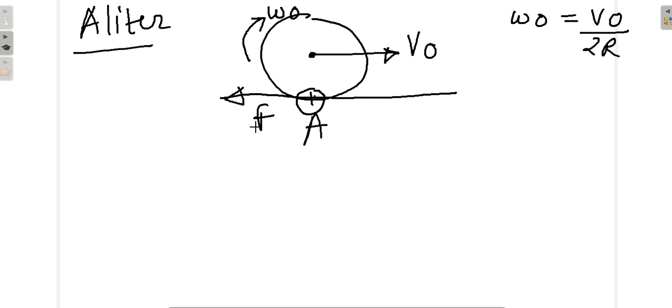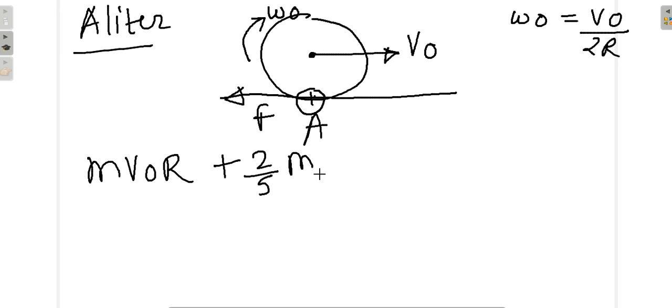So what is the angular momentum at the beginning? The angular momentum at the beginning will be the angular momentum due to translational motion as well as angular momentum due to rotational motion. What is angular momentum due to translational motion? It is m into v naught into r. And what is the angular momentum due to rotational motion? It is I omega. I is 2 by 5 mr square into omega naught.